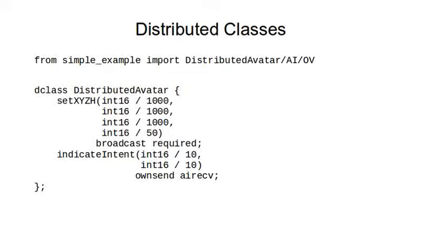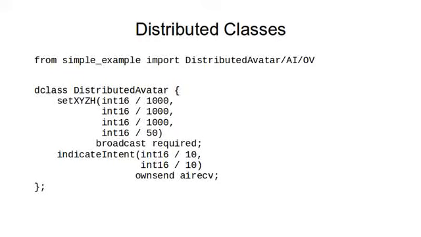setXYZH also has the keyword broadcast, which means that every participant who can see this distributed object will get updates when the field is modified. Seeing hereby refers to a concept called interest, which I'll explain later in this talk. Indicate_intent has the keyword ownSend, which means that only the client that is the owner of this object may invoke this method. It also has the keyword AI receive, which means that messages created by calling this method will be routed to the AI process controlling this object.